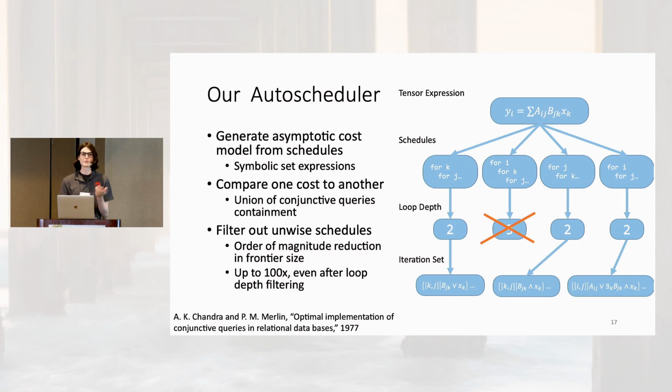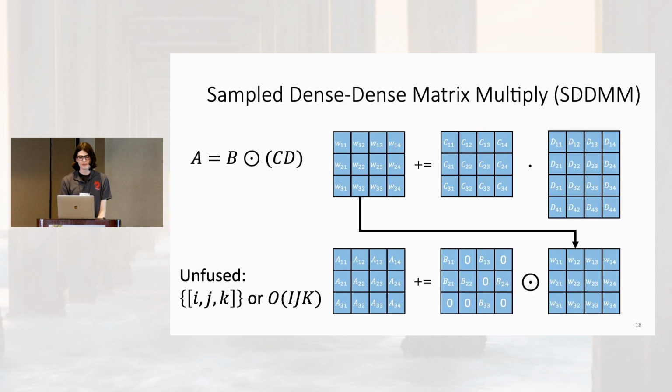Now, the database literature has several algorithms that allow us to compare sets syntactically. And so the result of this filtering can reduce the size of the frontier that we consider by factors of over 100, even after filtering for the loop depth. And this explains some performance engineering choices that we see made in practice.